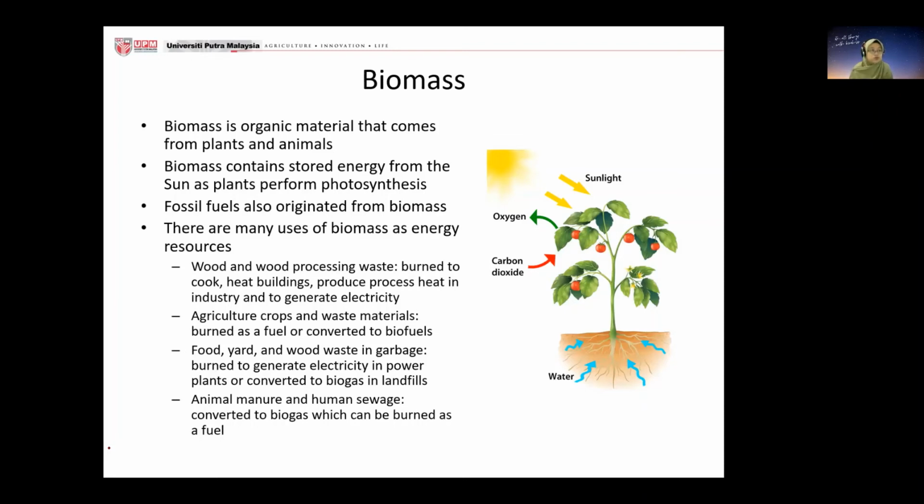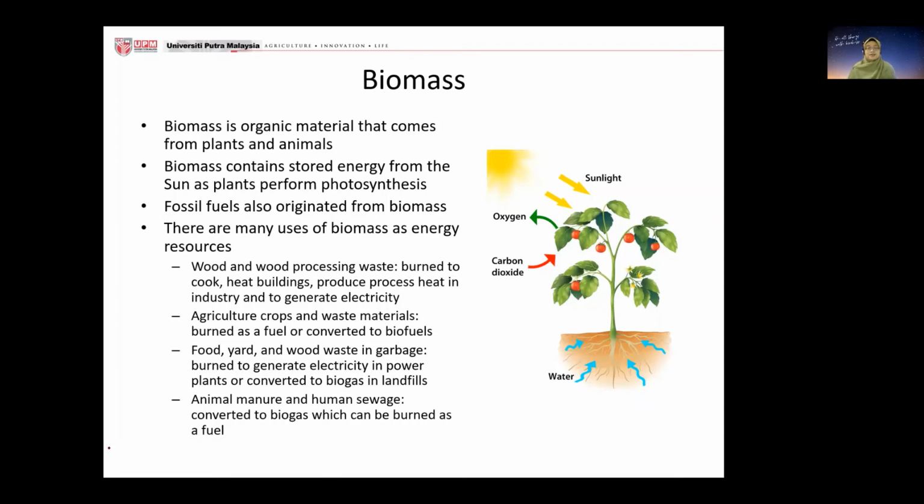They perform photosynthesis. And then you have animals as you go up the food chain. The animals will use the plants and make use of the chemical energy to provide food and also as an energy source. So if you think about it, fossil fuels also originated from biomass, although this is a process that takes millions and millions of years.